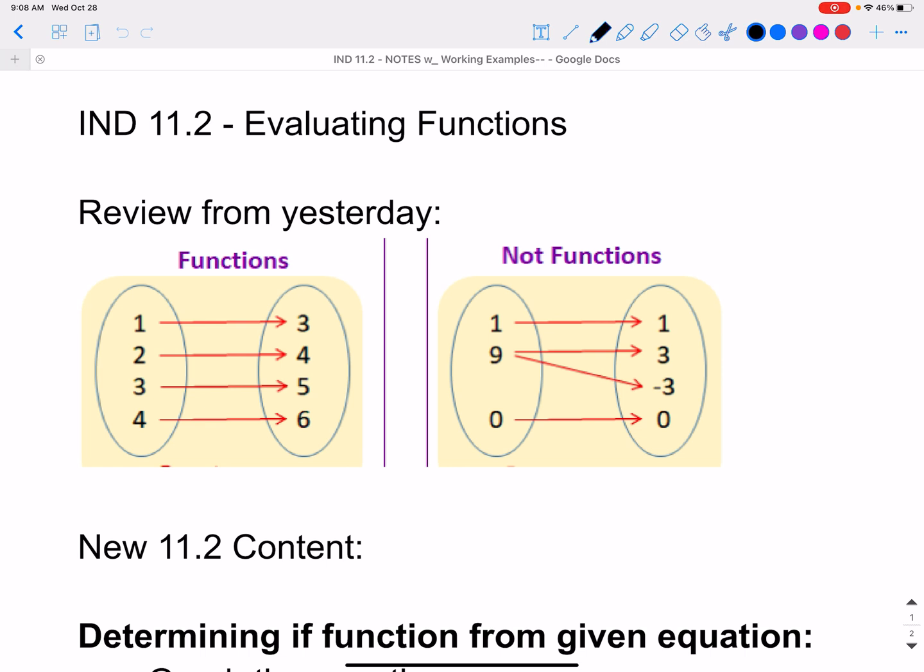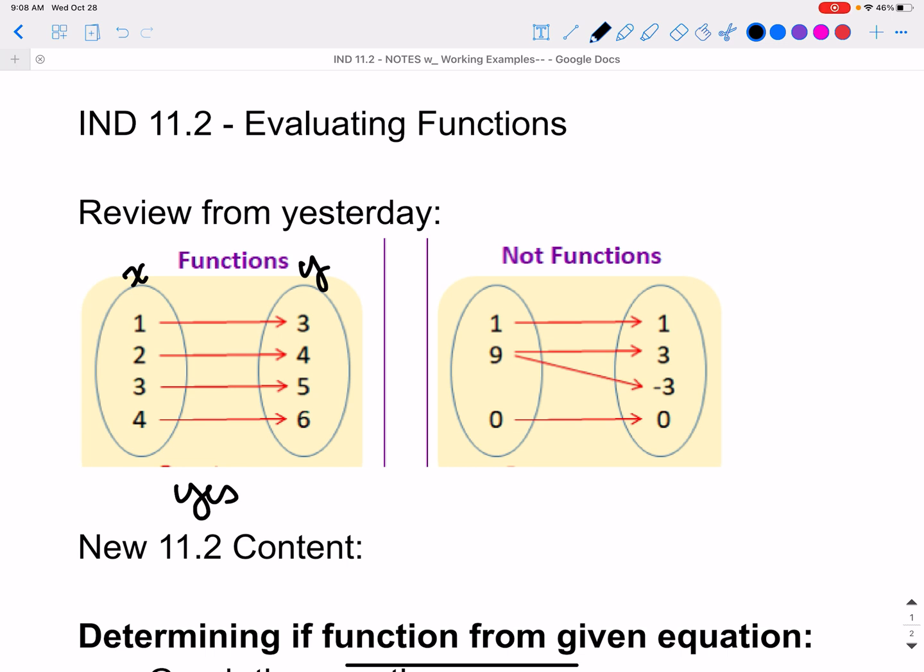If you look at this example on the left here, that is a function, because remember, these are your x's and these are your y's. Your x's are 1, 2, 3, and 4. The x of 1 only goes out to one y, the x of 2 only goes out once, the x of 3 goes out once, and the x of 4 goes out once. So yes, it would be a function.